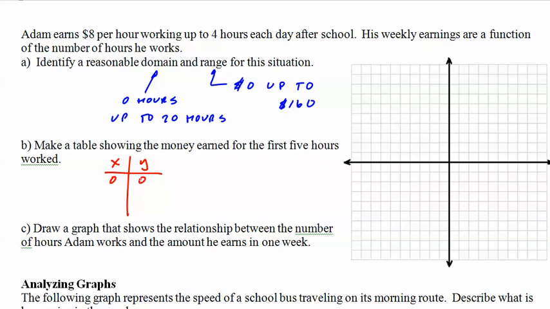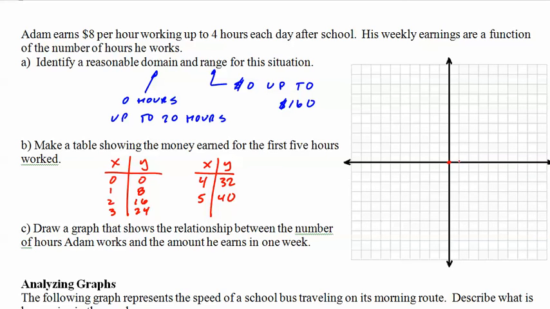Hours, $0. 1 hour, $20. 2 hours, $40. That seems awfully high. $8, $16, $3.24, and let's keep going over here. 4, 32, and 5.40. So we can graph this.